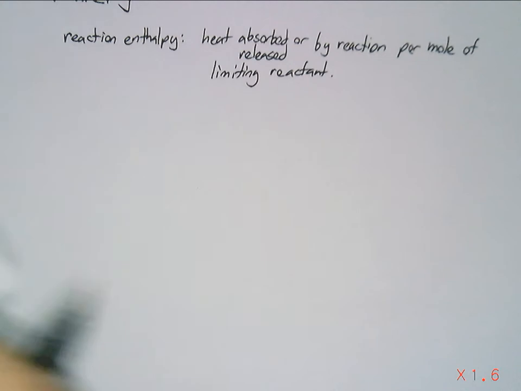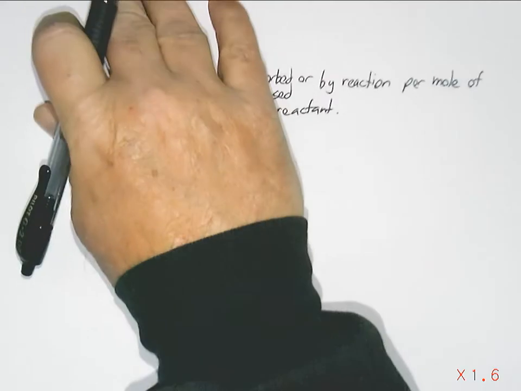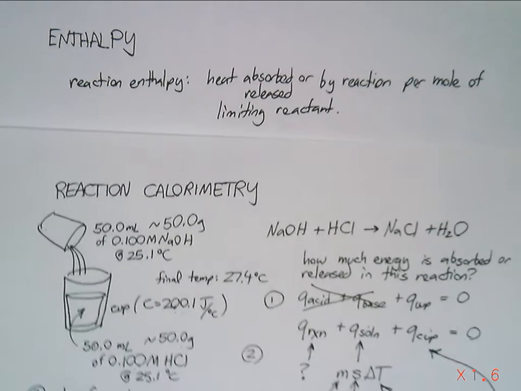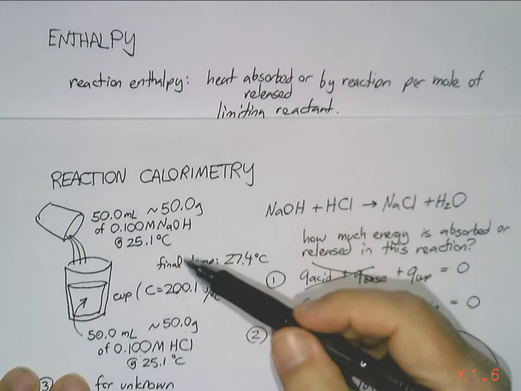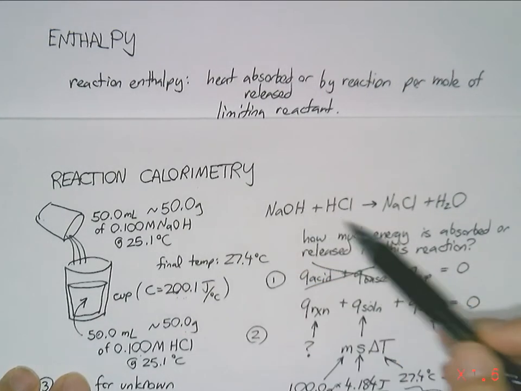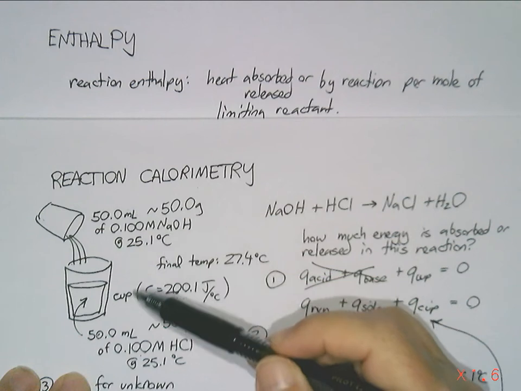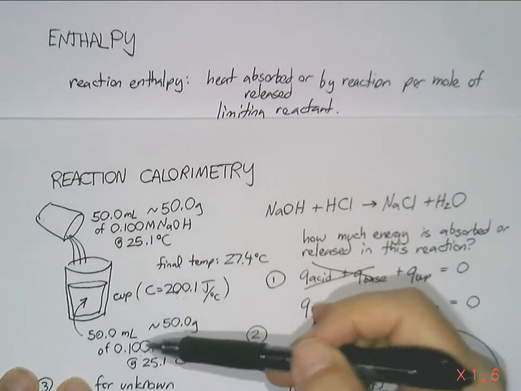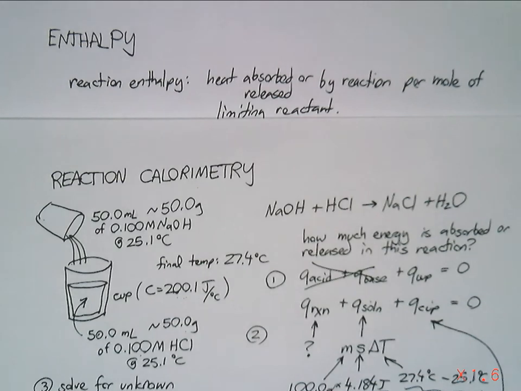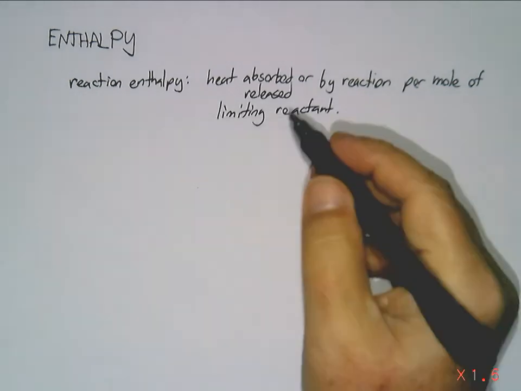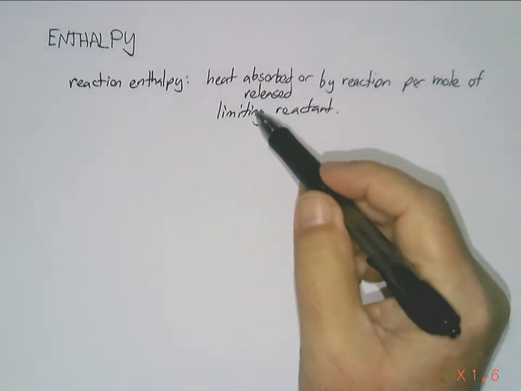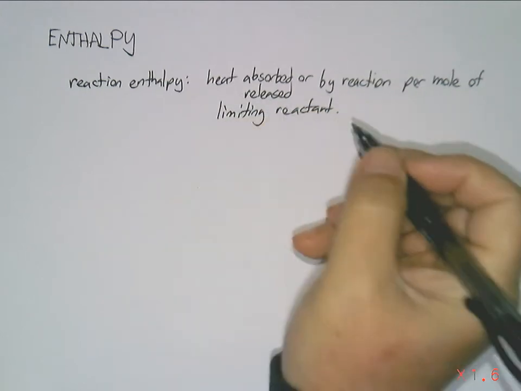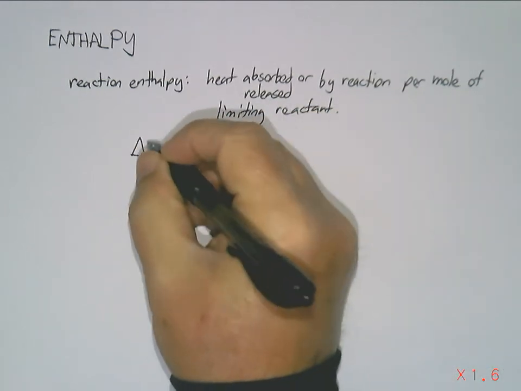Now, if we take a look at the experiment that we did here, we have a 1-to-1 mole ratio between these things, and we're adding equal volumes and equal concentrations of these things. So in this case, we don't have to worry about which one of these two things is the limiting reactant. I can pick either one and it's going to work. If I want to write an equation for this statement that I've just made, it looks like this.